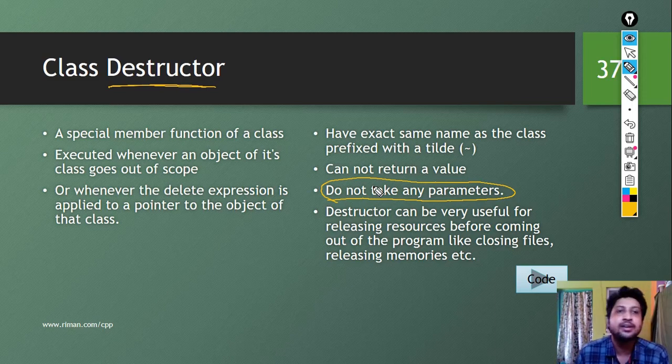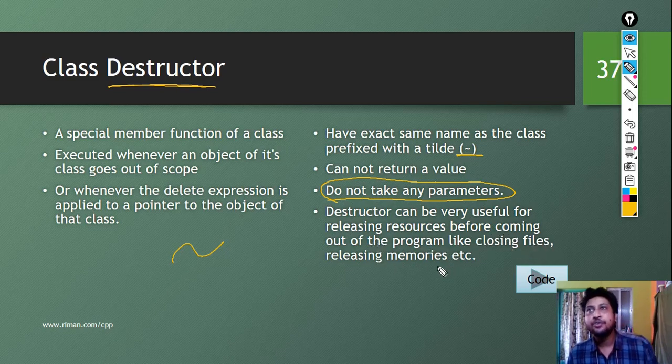That means the constructor name and destructor name will be the same, but the destructor will be prefixed by this tilde character, which is on top of your tab key. Press shift and that key, and you will find this tilde sign. The tilde sign is put before the destructor name, and the destructor is invoked whenever your object goes out of scope. That means whenever the object is not required anymore, the destructor is called. Destructors can be useful for releasing resources before coming out of the program, like closing files and releasing memory.